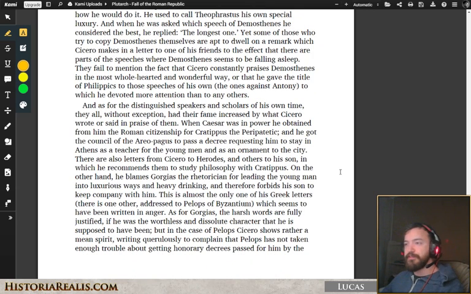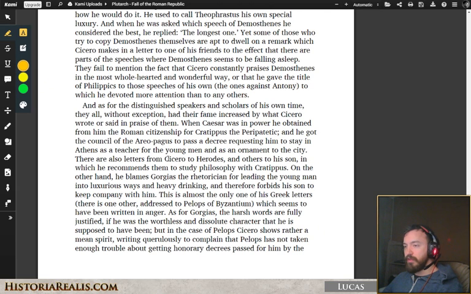And as for the distinguished speakers and scholars of his own time, they all, without exception, had their fame increased by what Cicero wrote or said in praise of them. When Caesar was in power, he obtained from him the Roman citizenship for Cratippus the Peripatetic, and he got the council of the Areopagus to pass a decree requesting him to stay in Athens as a teacher for the young men and as an ornament to the city.